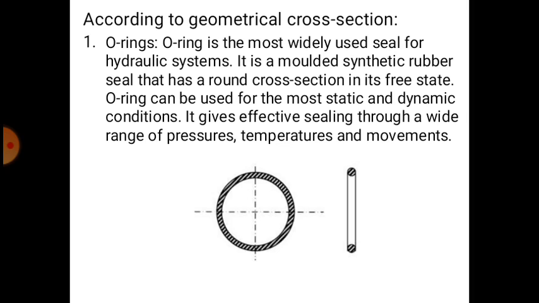So according to geometrical cross section, first one is O-rings. O-ring is the most widely used seal for hydraulic system. It is a molded synthetic rubber seal that has a round cross section in its free state. O-ring can be used for most static and dynamic conditions. It gives effective sealing through a wide range of pressures, temperature and movements. So here the cross section of the seal is a circle.